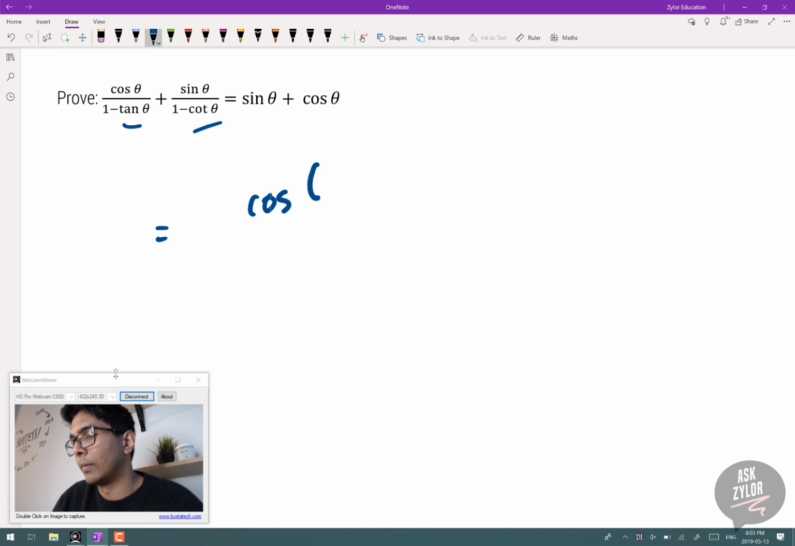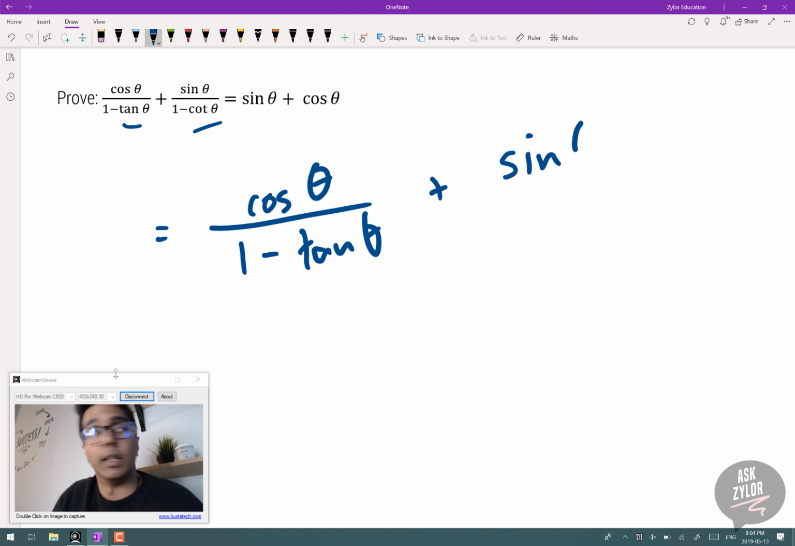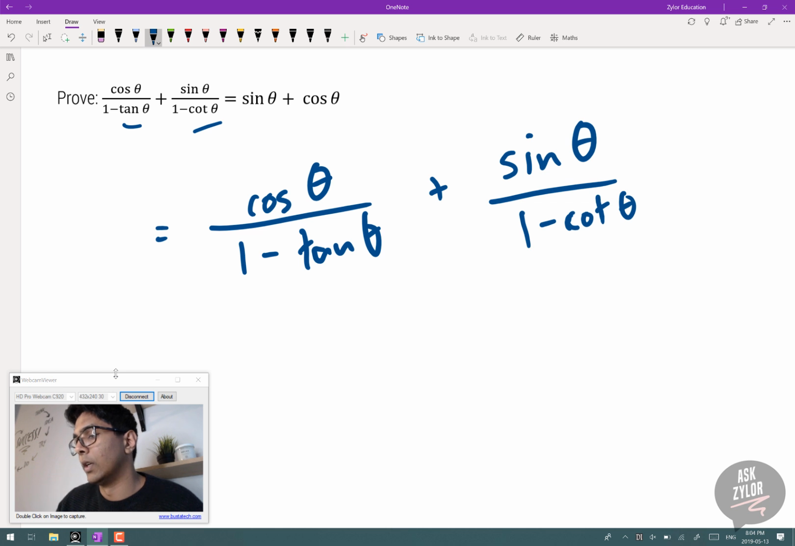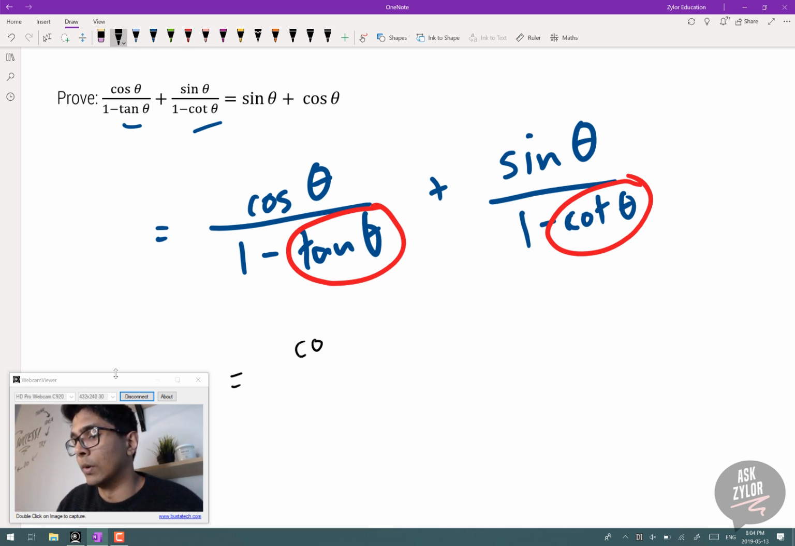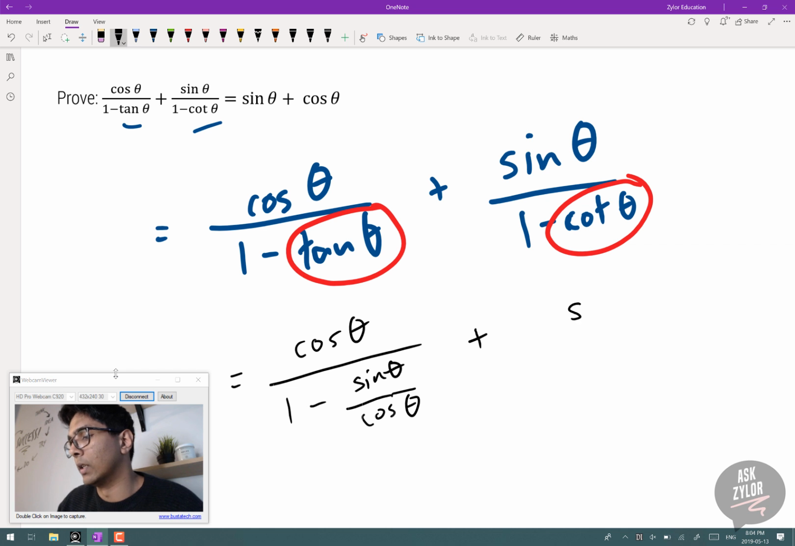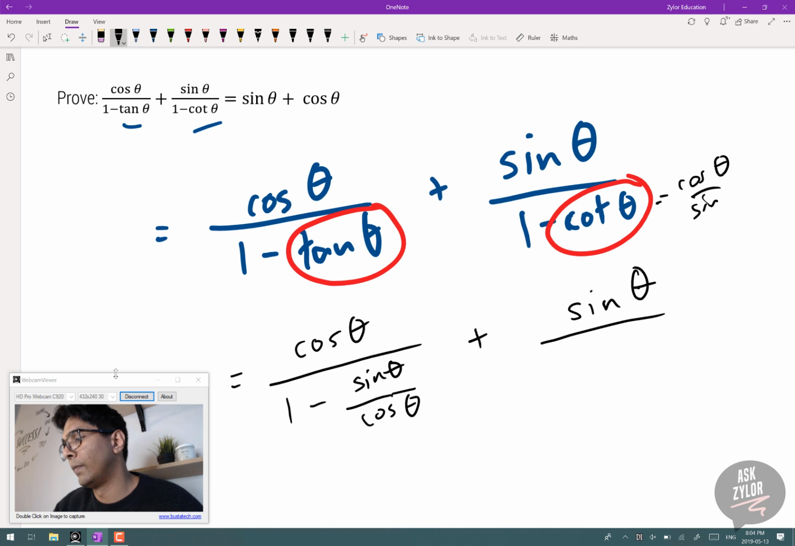So I have cos theta. I'm just going to rewrite the equations. 1 minus tan theta plus sine theta over 1 minus cotangent theta. Right? So my first step is to change each of these into sine and cos. So tan I know is going to be sine over cos, so 1 minus sine theta over cos theta. And that's added with sine theta. And cotangent I know is cos theta over sine theta. So I'm going to replace that with that. So cos theta over sine theta.